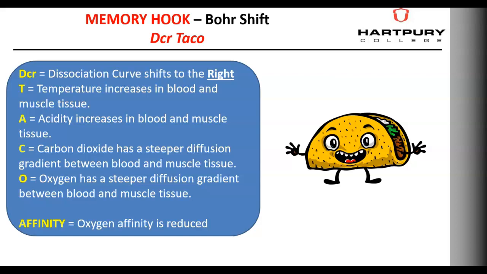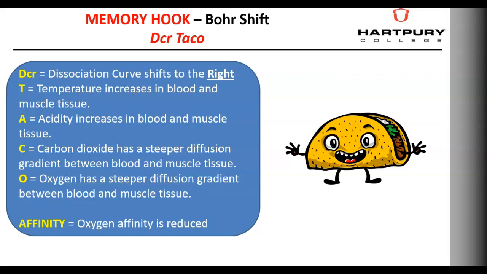So if we remember Dr. Taco, we know that the Doctor stands for dissociation curve and the R stands for right, okay? The Bohr shift means that it shifts to the right, okay? So in your exam, you would be awarded 1 mark if you were to refer to the curve shifting right and the name of that curve, the oxygen dissociation curve known as the Bohr shift, okay?